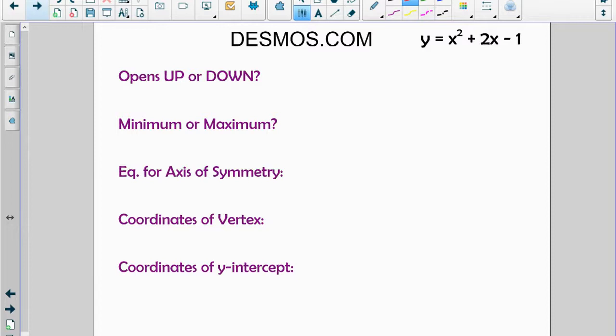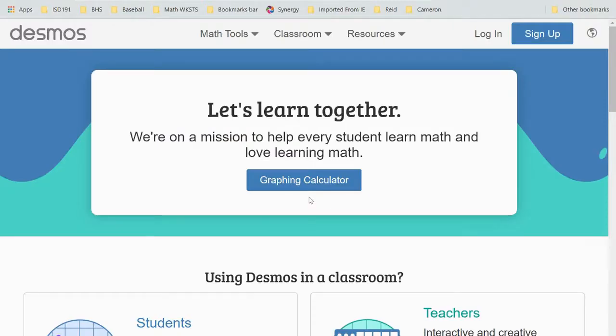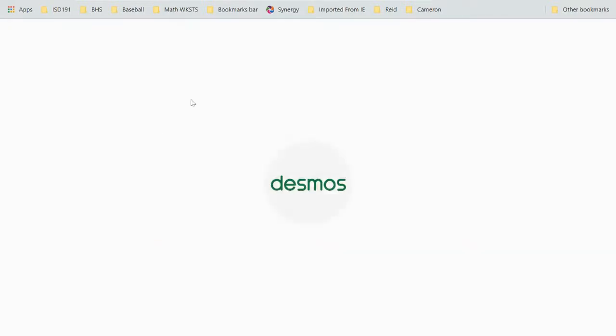So now let's do the same thing, but we're going to use the Desmos graphing calculator to help us out. So we're going to graph this equation, y equals x squared plus 2x minus 1. So again, the Desmos graphing calculator is at desmos.com. When you get to desmos.com, hit graphing calculator. It'll take you to the graphing calculator.